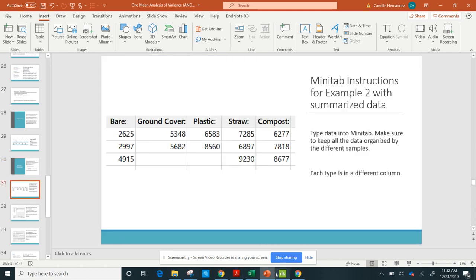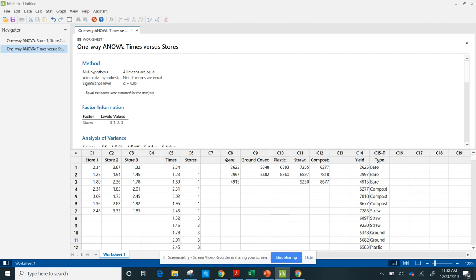All right, so in Minitab, let me show you what I did. So in Minitab, if you look here, I have all of the summarized data. And I actually also have it in raw form. Okay, so the first way I'm going to do it, let's do it as summarized. So I'm going to talk about this data right here.